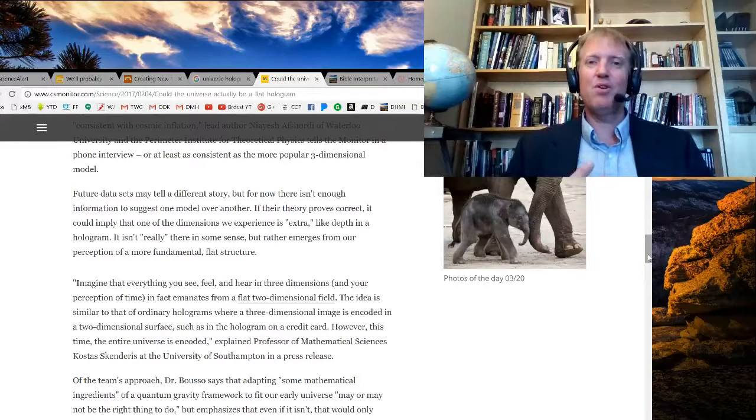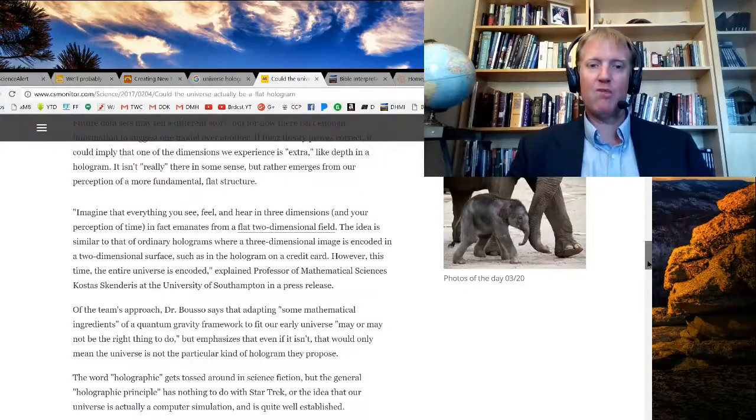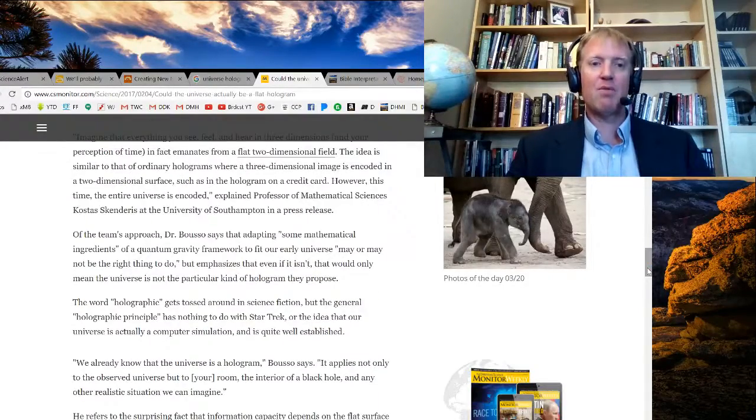The idea of going from two dimensions and then projecting out some kind of a three-dimensional holographic universe is pretty interesting. He says the idea is similar to that of ordinary holograms, where a three-dimensional image is encoded in a two-dimensional surface, such as in the hologram on a credit card. However, this time the entire universe is encoded, explained Professor of Mathematical Sciences Kostas Skenderis at the University of Southampton in a press release. Of the team's approach, Dr. Buoso says that adapting some mathematical ingredients of a quantum gravity framework to fit our early universe may or may not be the right thing to do, but emphasizes that even if it isn't, that would only mean the universe is not the particular kind of hologram they propose.